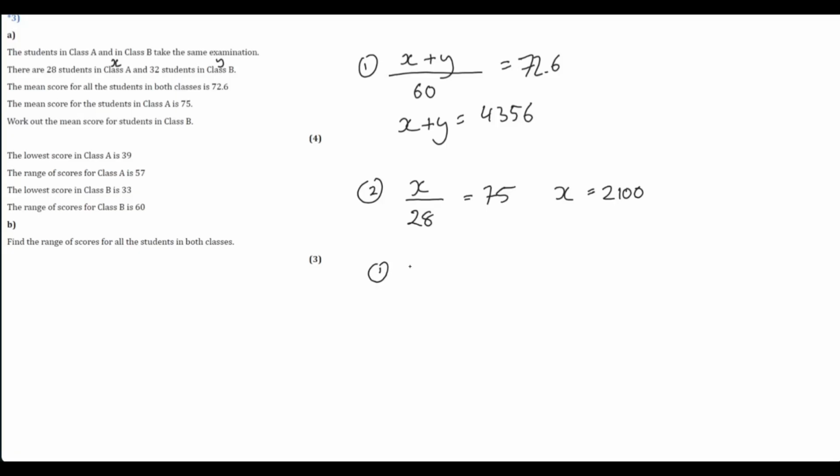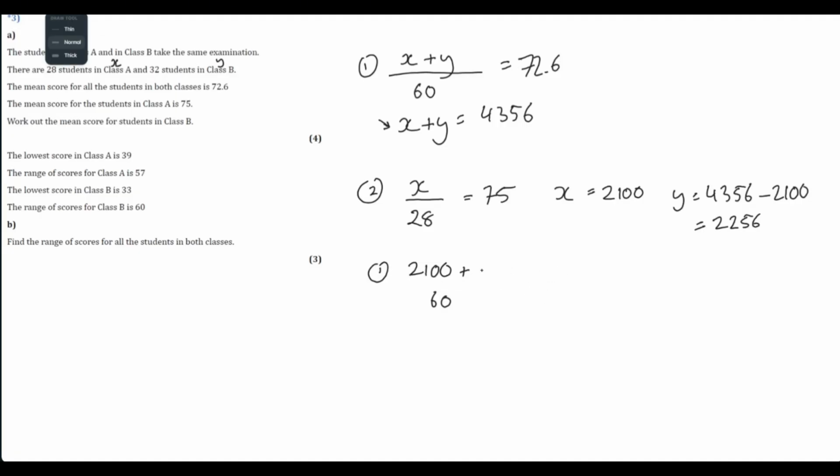That means 2,100 plus Y over 60 is equal to 72.6. Okay, or I could have gone to this part actually, that probably would have been easier. So that if x is 2100, y would be 4356, take away 2100, and this will be equal to 2256.